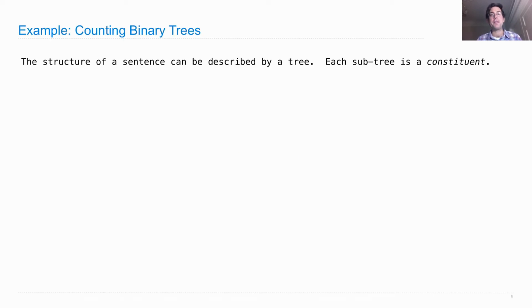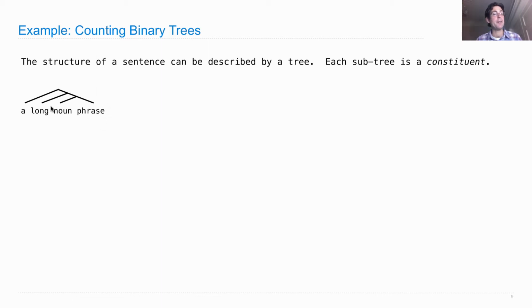So one thing that we do in natural language processing is that we try to figure out the structure of a sentence. And a structure of a sentence can be described by a tree. And each subtree is called a constituent. So we're not going to use sentences today, we'll just use some phrases, but a long noun phrase is an English phrase with the following structure.